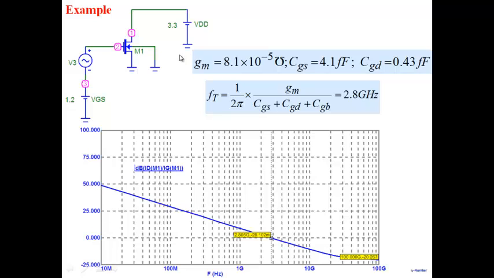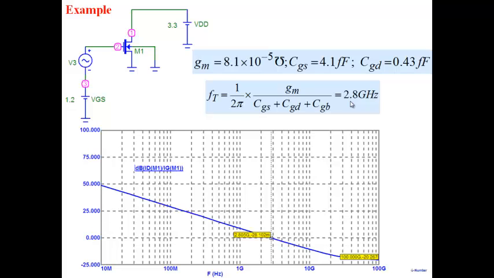So for the MOSFET that we are talking about, if I calculate the unity gain frequency, it turns out to be 2.8 gigahertz. But as I said, you are seeing a unity gain frequency of 2.8 gigahertz. So do not expect your amplifiers to work at 2.8 gigahertz. When we actually go and build amplifiers, you'll find their frequencies will be in megahertz.